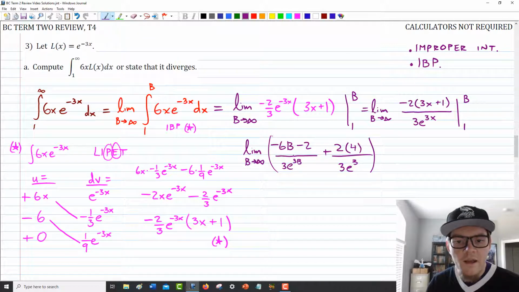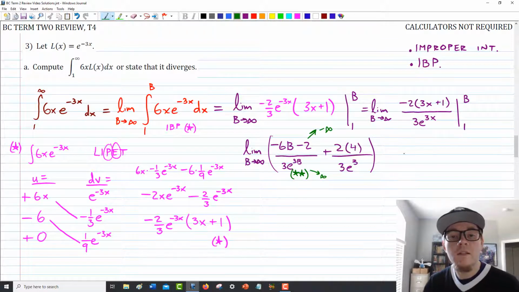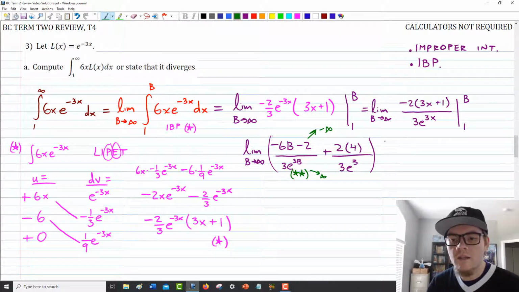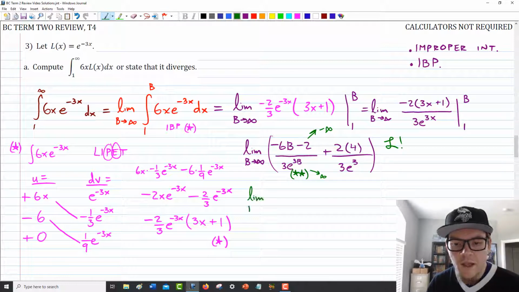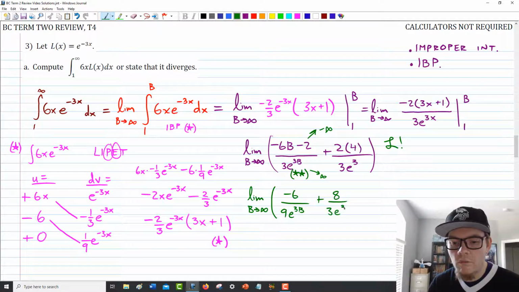Now, as far as evaluating goes, we need to really draw our attention to this guy right here, call it double star. If we want to evaluate that limit, you might notice that the first part goes to negative infinity and the bottom part goes to infinity. That tells us L'Hopital is going to work. So because of that, we have the opportunity to use L'Hopital just on that first part, mind you. So this is going to be the same thing as the limit as b goes to infinity of what will amount to negative 6 over 9e to the 3b, and then plus it looks like 8 over 3e cubed.